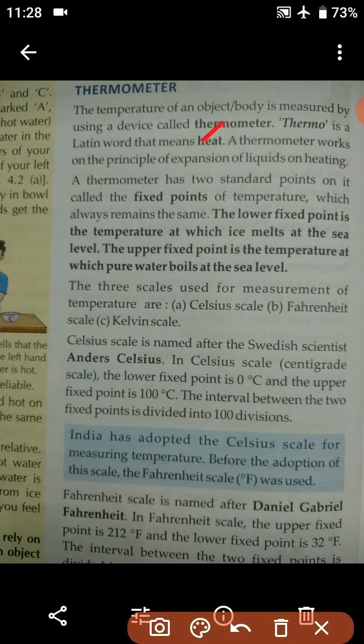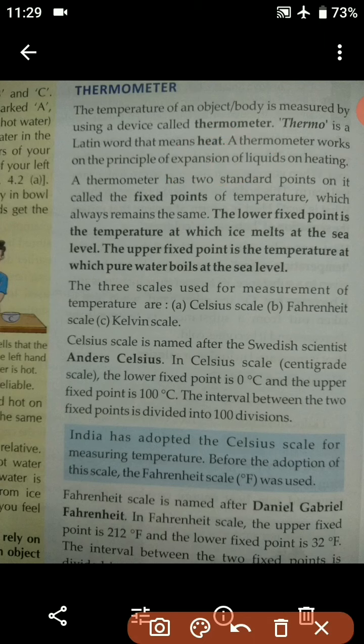A thermometer works on the principle of expansion of liquid on heating. Expansion means the act of becoming large. So students, on heating, the liquid that is present inside the thermometer will expand.